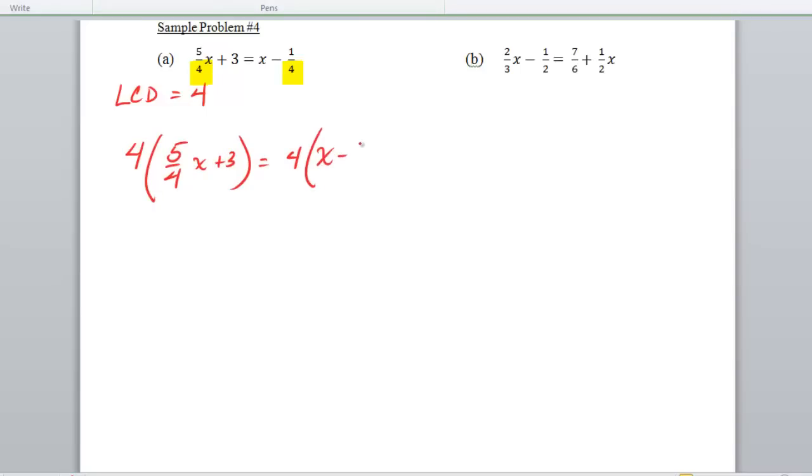And of course, I have to use parentheses so that the 4 gets applied to every term in there. So if I'm going to use a little backwards L technique here, what I'm going to do is multiply 4 times 5, which is 20, and 20 divided by 4 is going to tell me that I have 5x. And for the purposes of this problem, I'm going to go ahead and write that whole part.